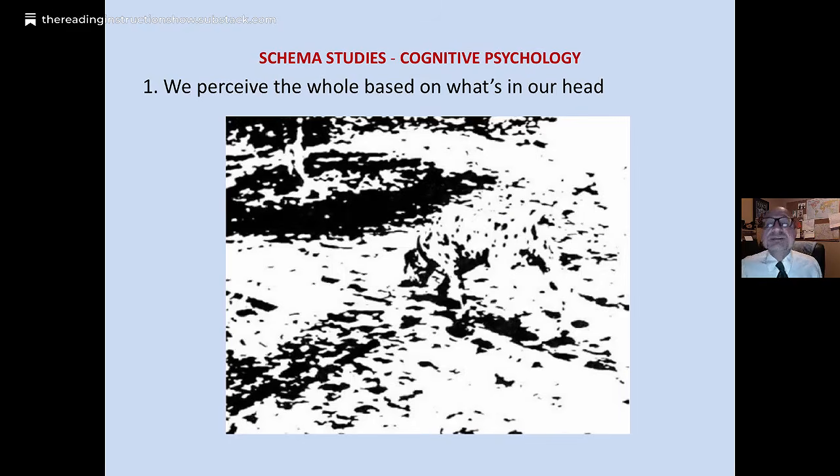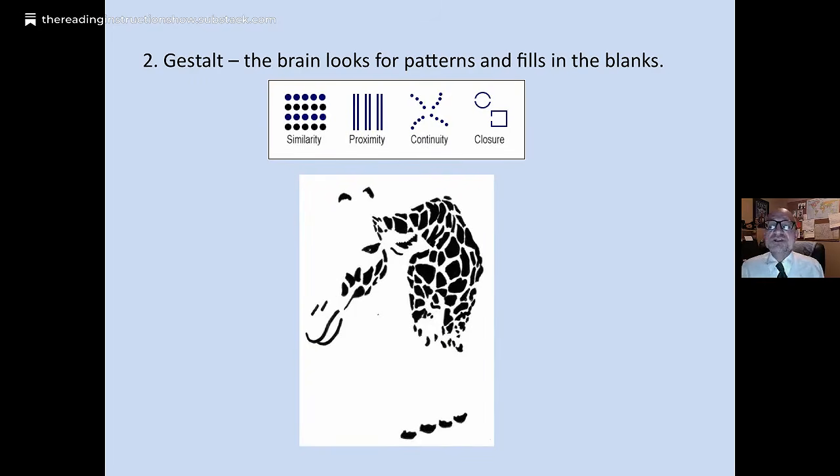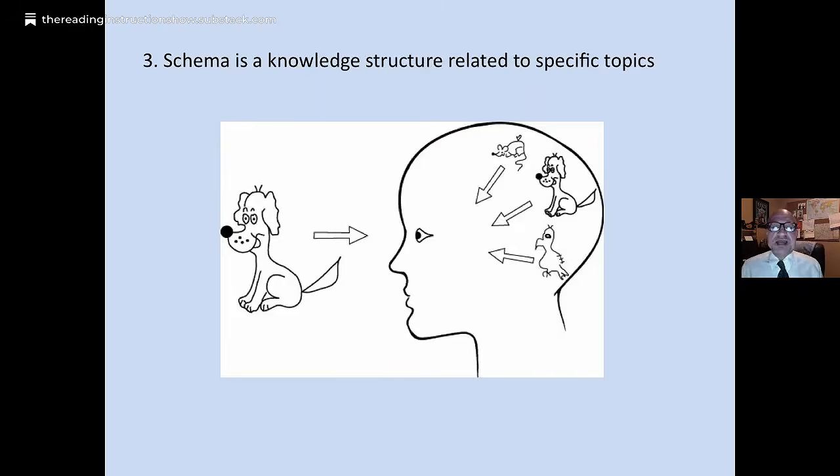Some schema studies from cognitive psychology. We use what's in our head to create meaning. That's a series of dots. But based on the knowledge in our head, we put that together and we see a Dalmatian there, hopefully sniffing the ground. This is the theory of Gestalt. The brain looks for patterns and fills in the blanks. And again, a bunch of dots, but our brain fills in the blanks and we see a giraffe down there.